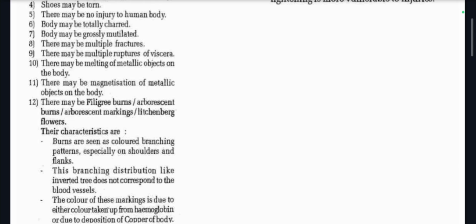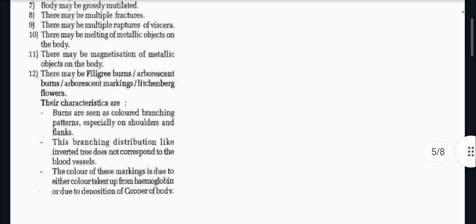So what about the 12th point? There may be filigree burns. You should mention this point. There may be filigree burns, arborescent markings, and Lichtenberg flowers. So their characteristics are: burns are seen as colored branching patterns, especially on shoulders and flanks. This branching distribution, like an inverted tree, does not correspond to the blood vessels.